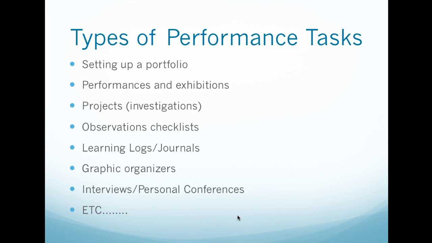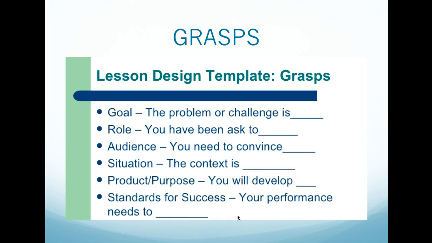So types of performance tasks: setting a portfolio, performances and exhibitions, projects, and notice the word investigations. It's not just the doing, but the investigating. And the investigating is the important part of the culminating performance task. Observation checklist, that's for self-evaluation or teacher evaluation, learning logs and journals, graphic organizers, interviews, personal conferences. All these can be parts of your performance task and should be.